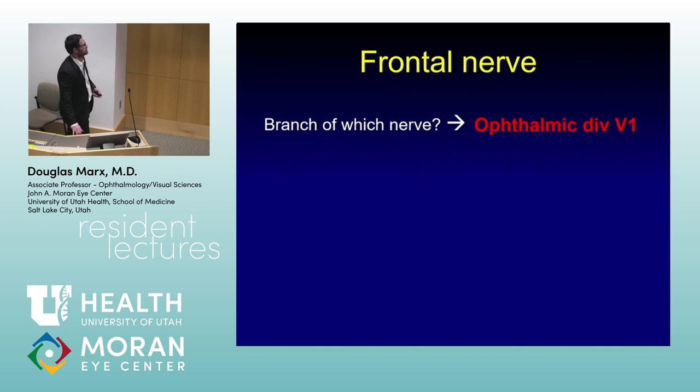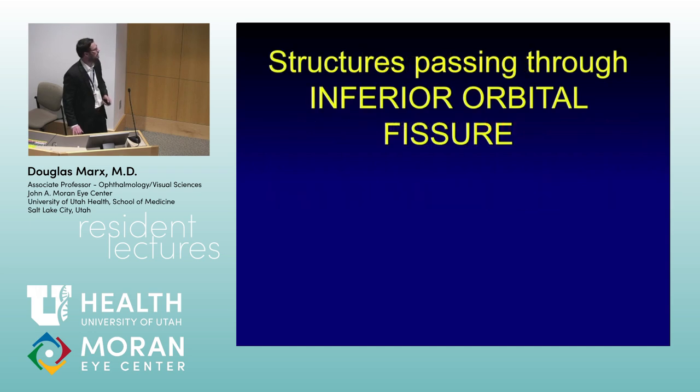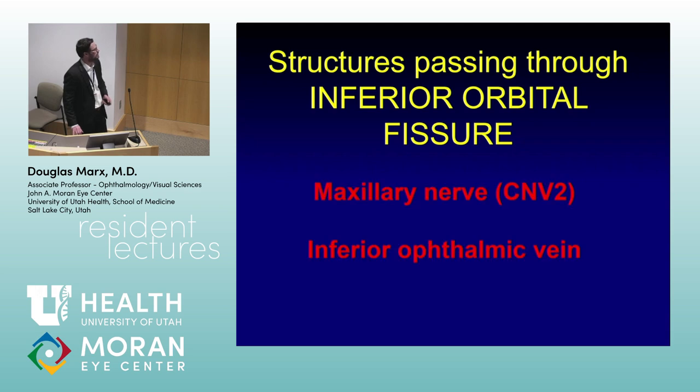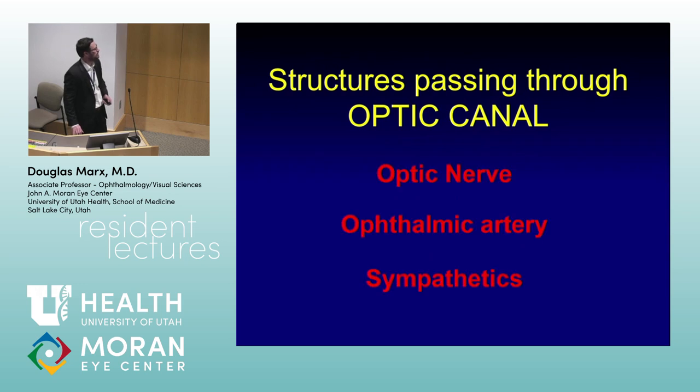So branch of which nerve? Ophthalmic division 1. Branch into what? Supraorbital and supratrochlear, right? Okay. Maxillary nerve, superior ophthalmic vein, ophthalmic artery, okay.